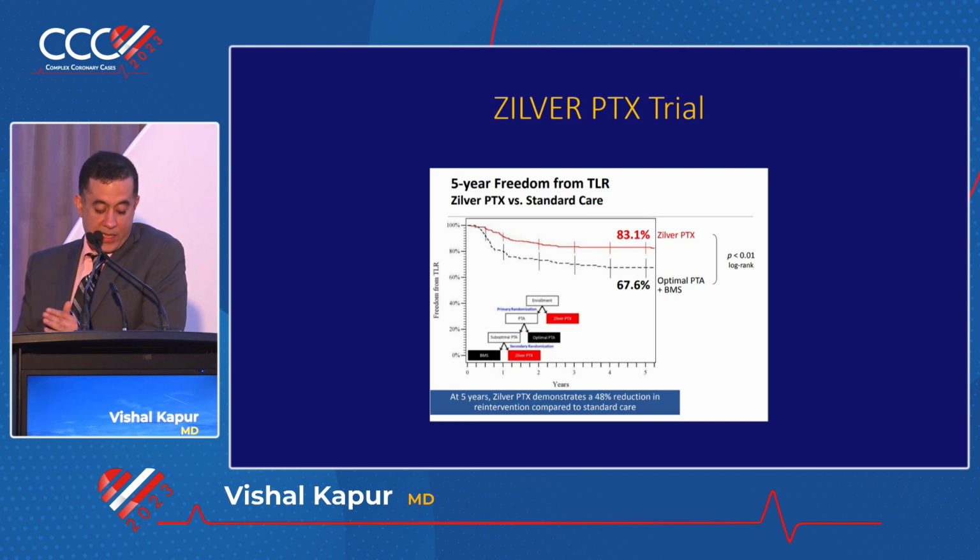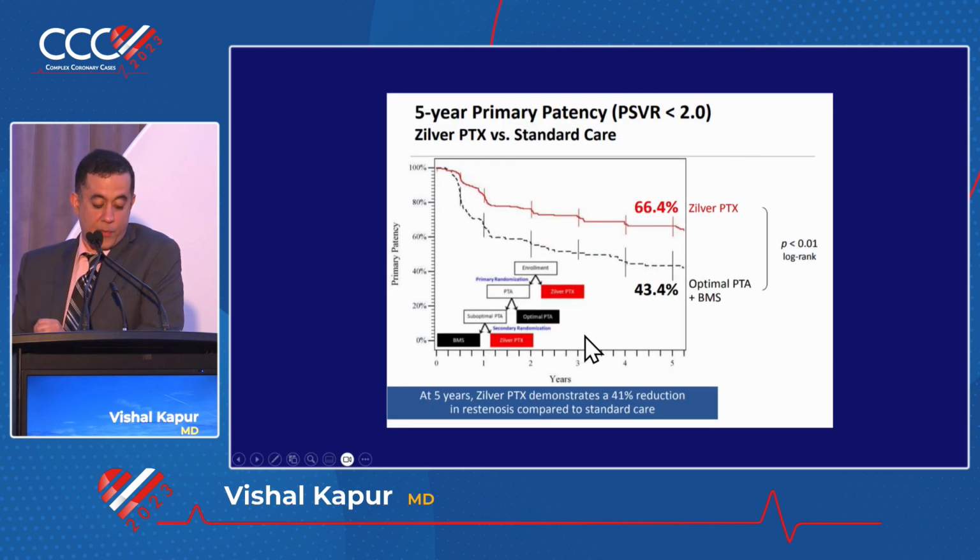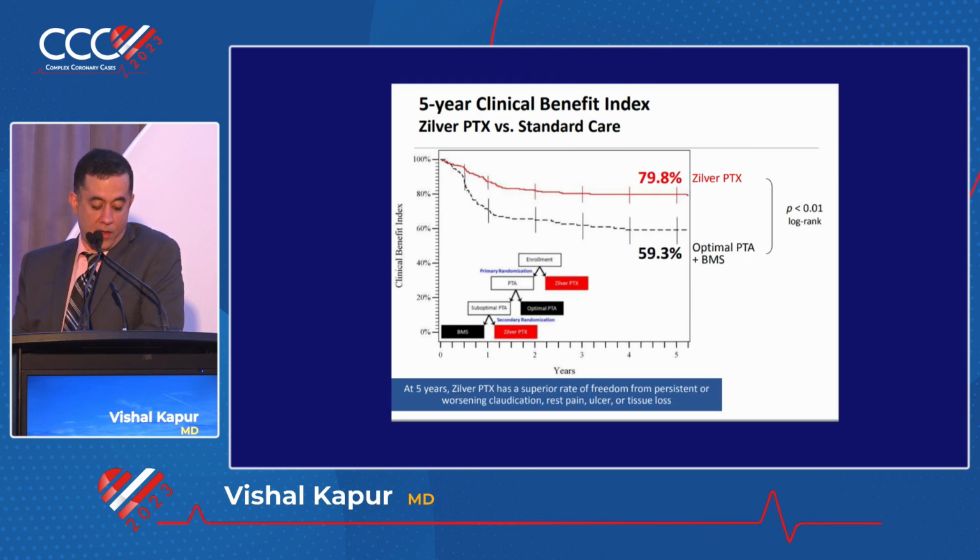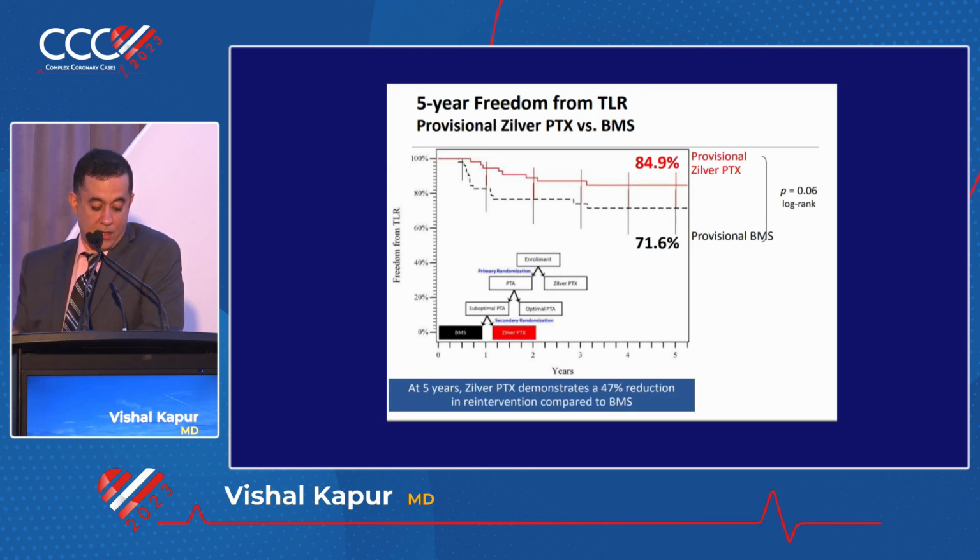stenting, you can see the primary freedom from revascularization. So at essentially 5 years, 83% of the patients do not get an intervention, while if you do a balloon, you get 67%. So pretty significant difference in the freedom from revascularization as well as primary patency. So the medication does work if used appropriately in the right way for patients who need these stents as well.